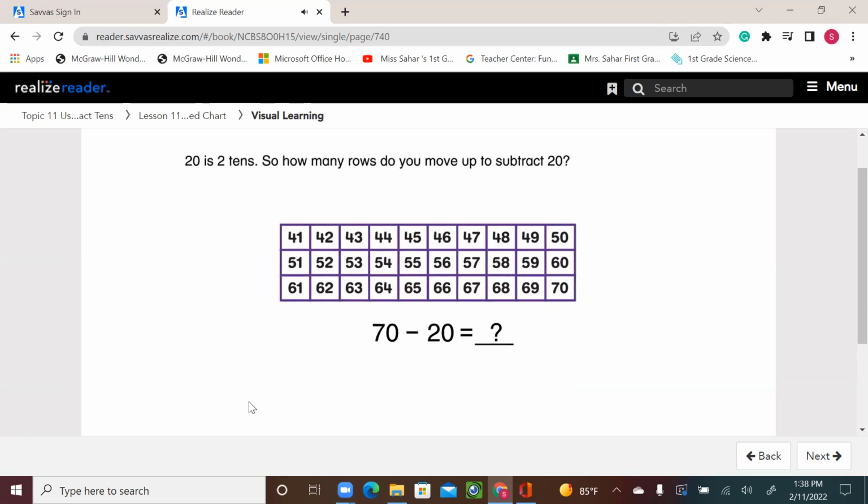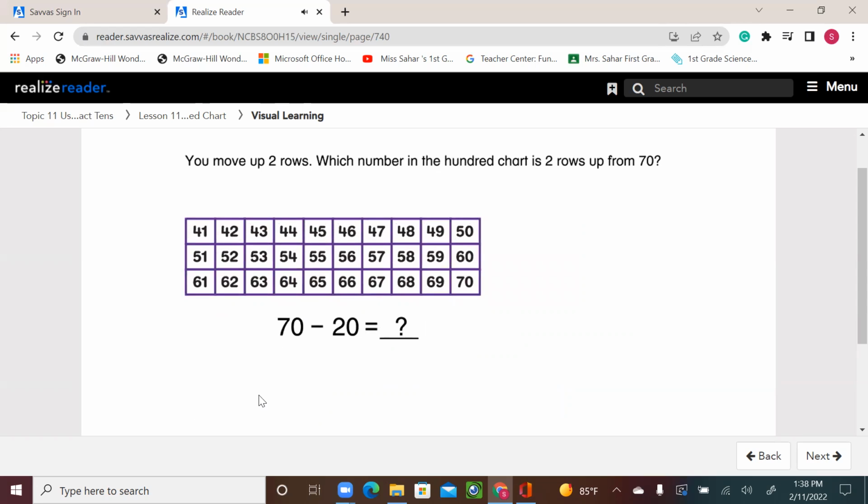20 is 2 tens. So how many rows do you move up to subtract 20? You move up 2 rows. Which number in the 100 chart is 2 rows up from 70? Select your answer.